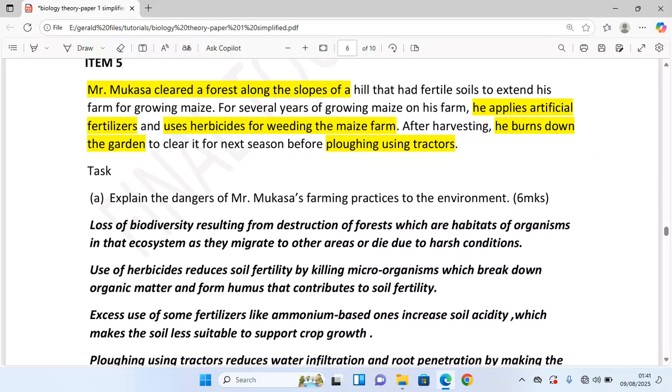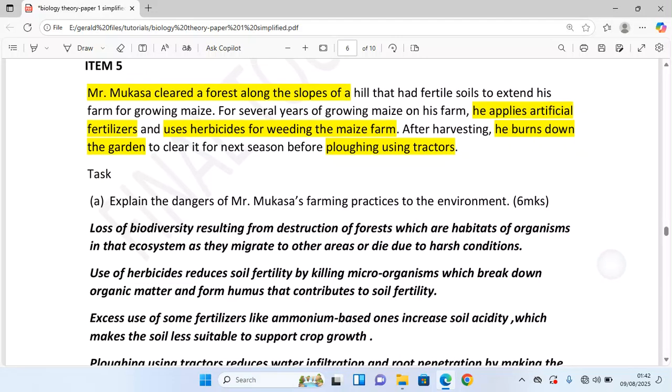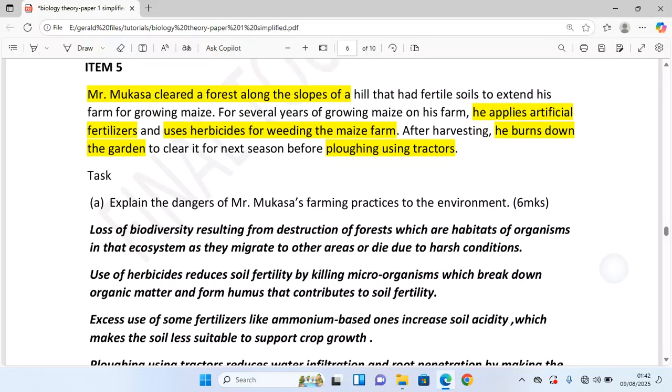In item 5, it is the same concept, same understanding. Maybe looking through it here, and you record the responses. That is the question. You could pause and write it down and even look through these responses here. Mr. Mukasa cleared a forest along the slope of a hill that had fertile soils to extend his farm for growing maize. For several years of growing maize on his farm, he applies artificial fertilizers and uses herbicides for weeding the maize farm. After harvesting, he burns down the garden to clear it for next season before plowing using tractors.